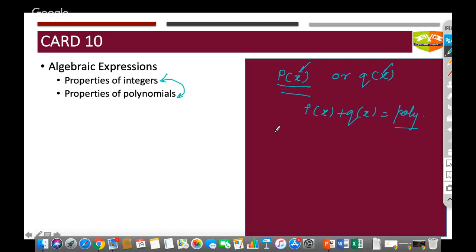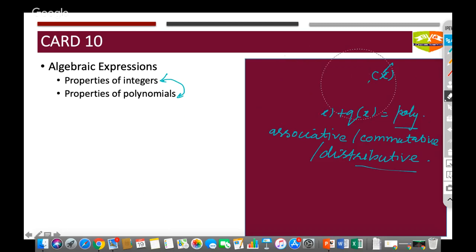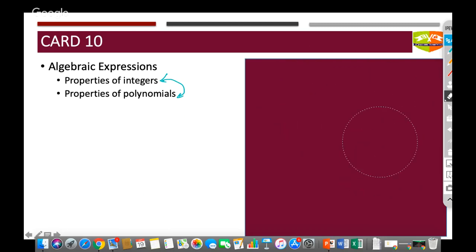So here also the associative law of addition and multiplication, the commutative law, and the distributive law, all the laws that we have discussed will hold true for polynomials also. If we have these things in mind, we can negotiate the problems easily. Now we all know this, so there is not much emphasis needed on this topic.